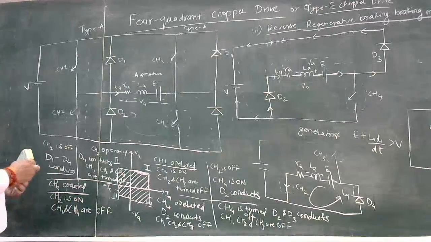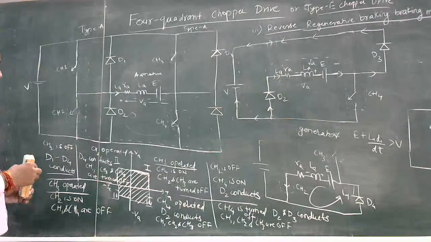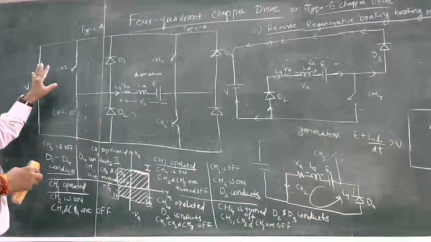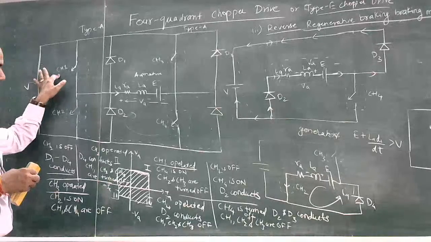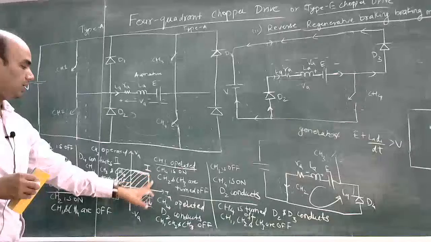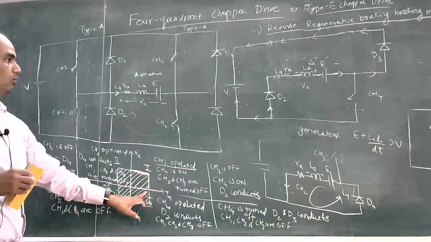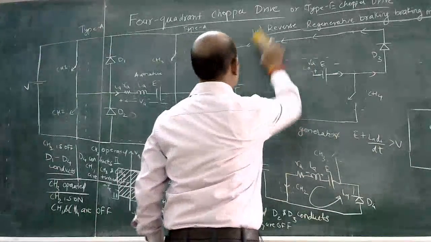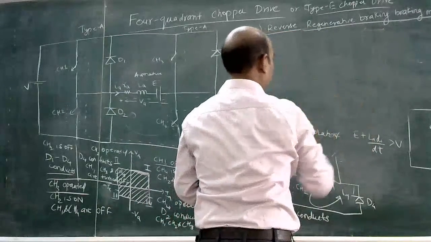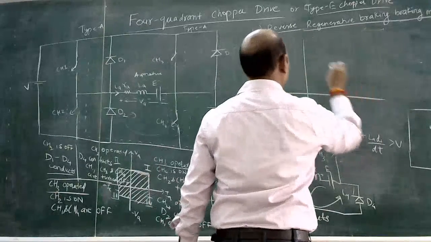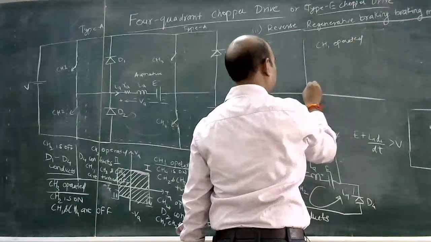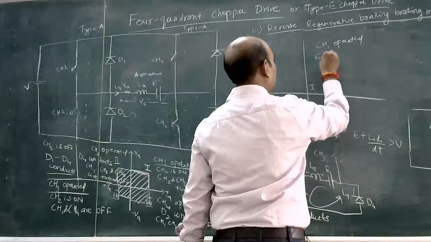So what is going on here? First, we will turn on CH1. When CH1 is turned on, the circuit is completed, so the motor works in the first quadrant, that is, forward mode. CH1 is operated in forward mode.